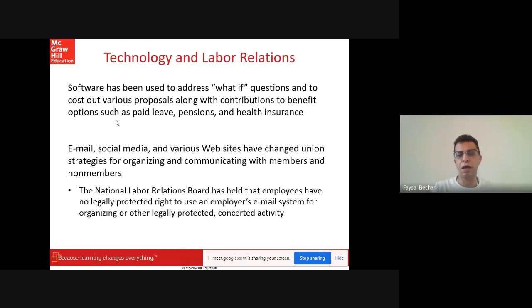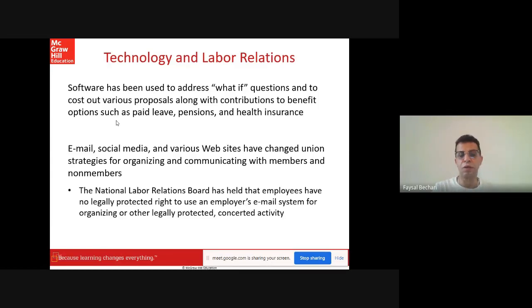Now, technology and labor relations. Software has been used to address what-if questions and to cost out various proposals, along with the contributions to benefit options such as paid leave, pension, and health insurance. What-if analysis is one of the strongest things in the software. So let's assume that your people are growing older. If you do a what-if analysis, is it more costly to let them retire early, or to keep working with them? So for the pension, for the health plan, for the paid leave.